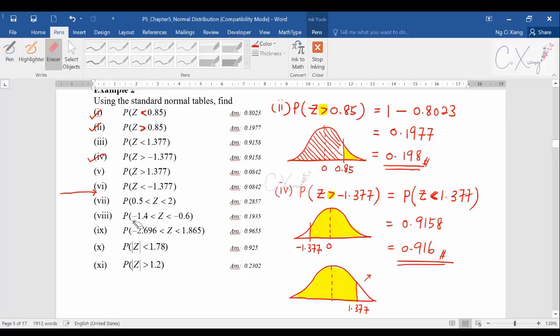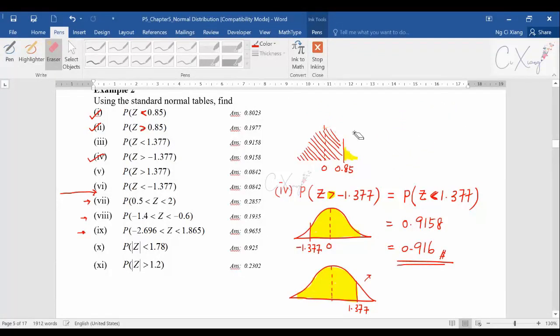Okay, then I will discuss the rest of the questions here. For me, I will discuss 7, 8, and 9. They belong to the same type of question. That means Z is between two numbers. Okay, so when Z is between two numbers, again, I believe that there are a lot of different methods or different steps that you can use, but I'm just giving you a suggestion.